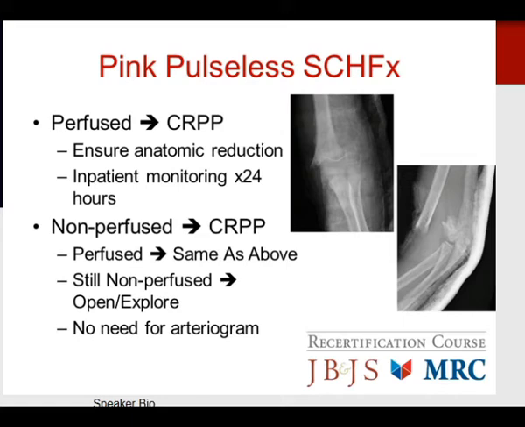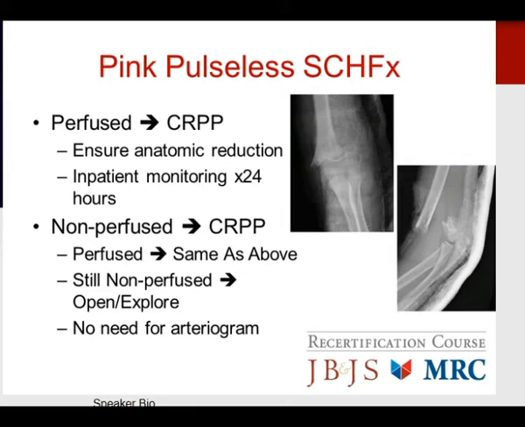If the hand is perfused, then the next step in treatment is closed reduction and percutaneous pinning on an urgent basis. If anatomic reduction can be obtained, and this is critical, if anatomic reduction can be obtained, then the fracture is pinned and the child is admitted for close monitoring for 24 hours to ensure they don't develop a compartment syndrome or lose perfusion to their hand.